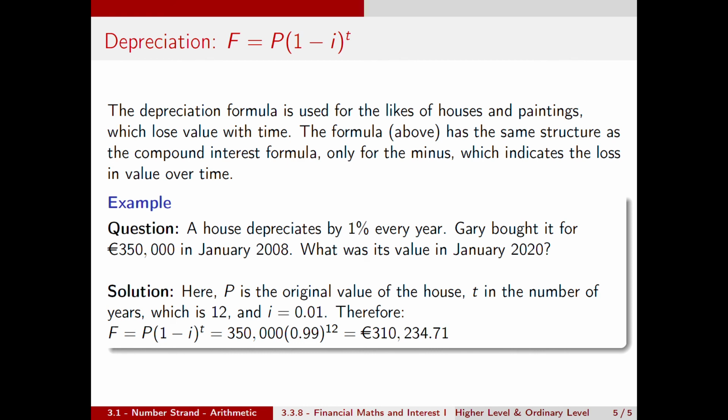So, throwing all of these things into our formula, we see that F is equal to P times (1 minus I) to the power of T, which is equal to 350,000 times 0.99 all to the power of 12, giving us €310,234.71 as the value of the house in January of 2020.